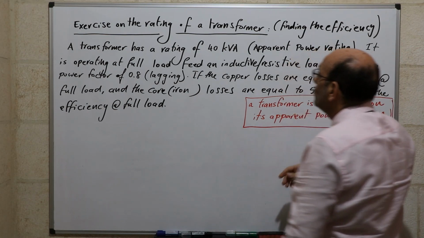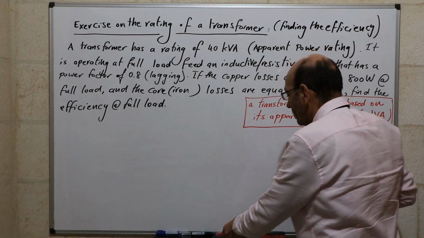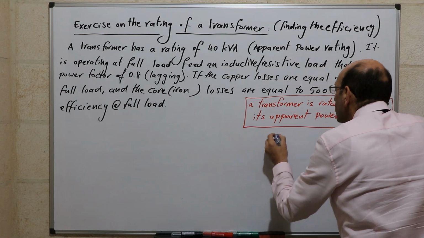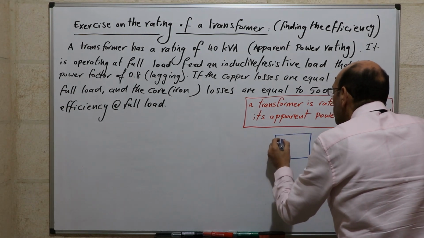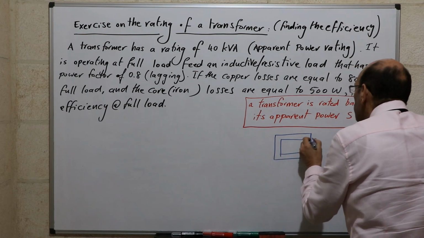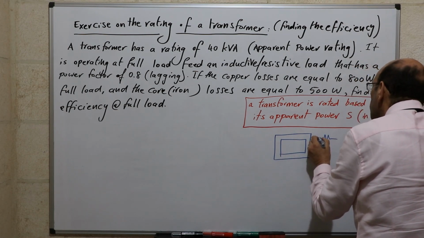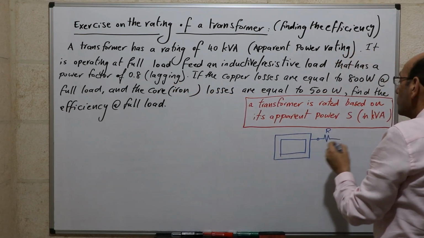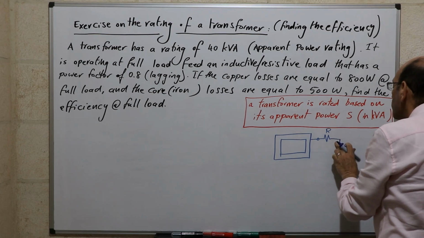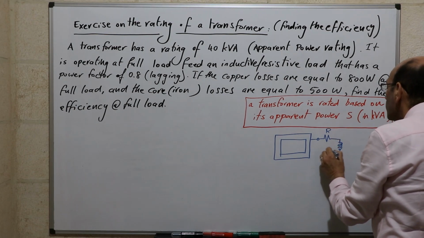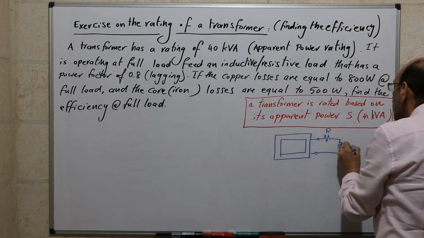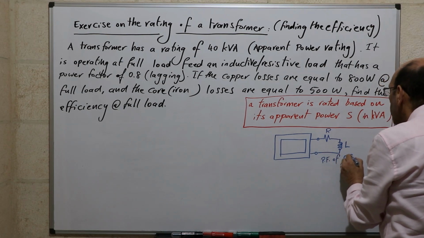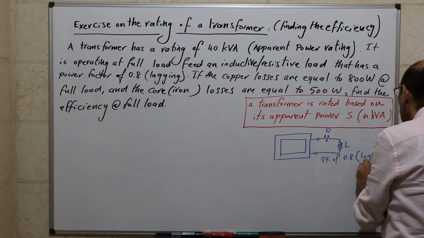And this transformer feeds a load, and it feeds a load at a power factor of 0.8. So in effect, the secondary of the transformer is connected to an inductive load. An inductive load, and because it's lagging, we conclude that the load is resistive, inductive, and so this load has a power factor of 0.8, and it's lagging because it's an inductive load.